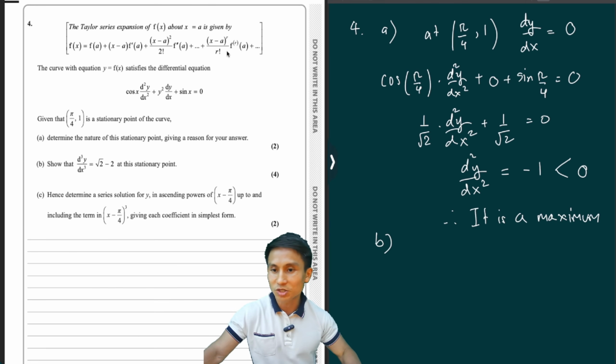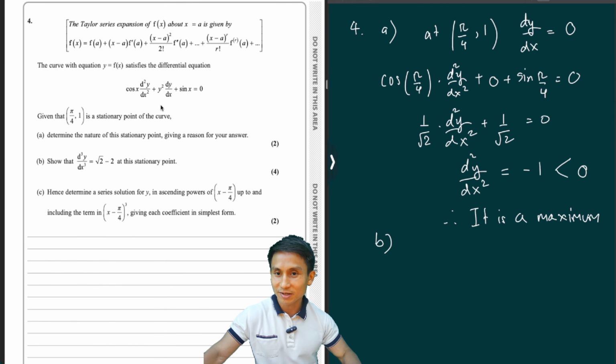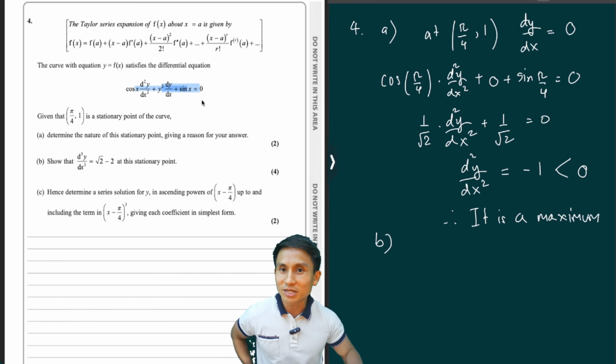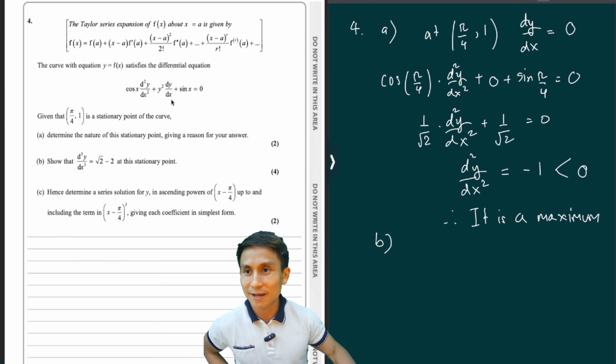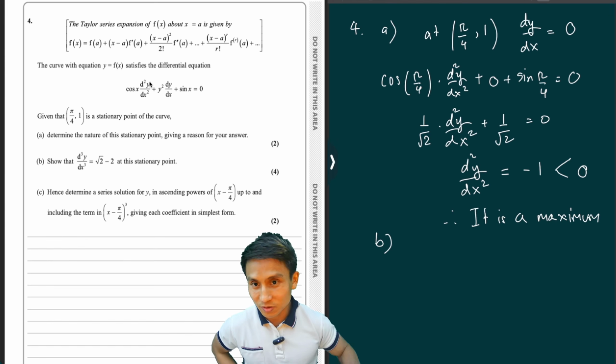Okay, B, show that the third derivative is that at this stationary point. So at this stationary point, we need to find the third derivative. Okay, so we can do that by implicitly differentiating all this, right? Yeah, we're going to differentiate all this. So basically, differentiate with respect to x the whole equation implicitly.